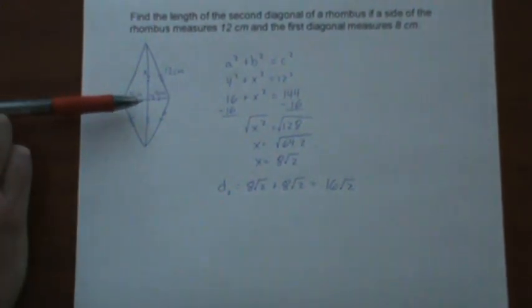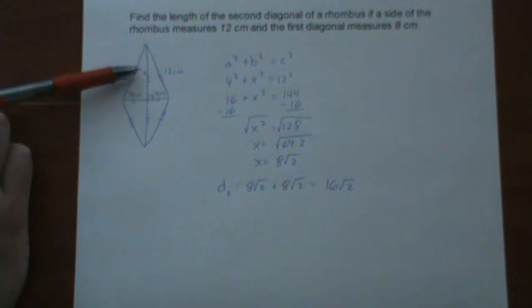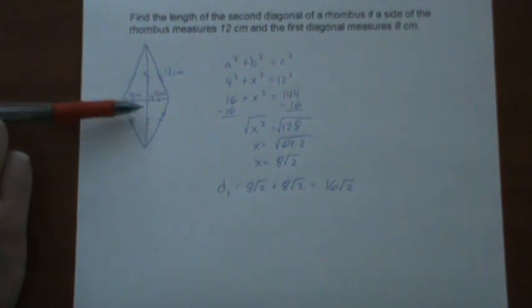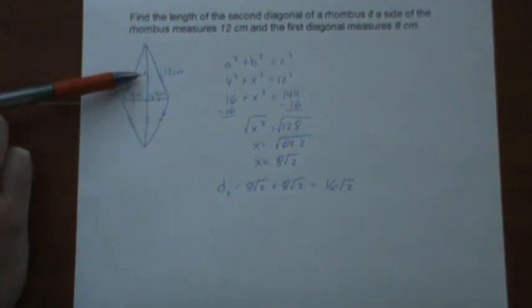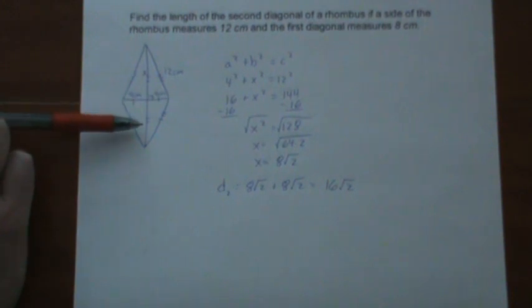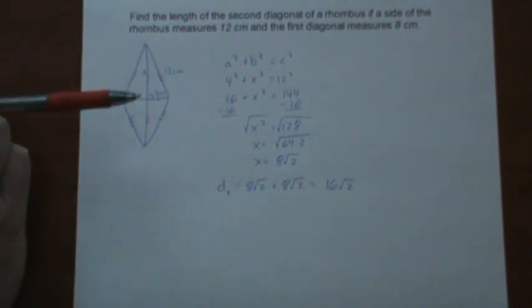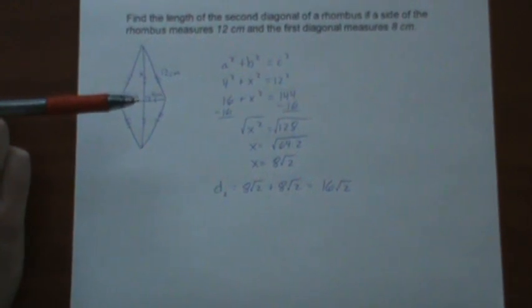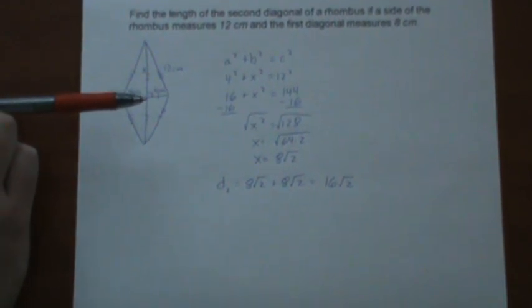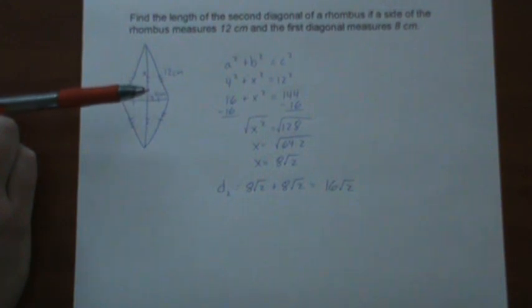I was asked to find the entire diagonal though. Since this section is x, this section down here would be x, so I'd have 8 radical 2 plus 8 radical 2, which is 16 radical 2. If you notice, I am missing a unit, since the other units that were given were centimeters. With my 16 radical 2, I should have the unit centimeters with that. Good luck on today's Pythagorean Theorem word problems.